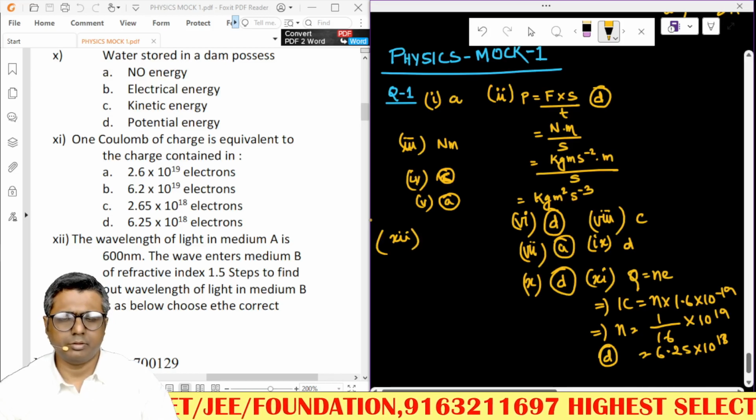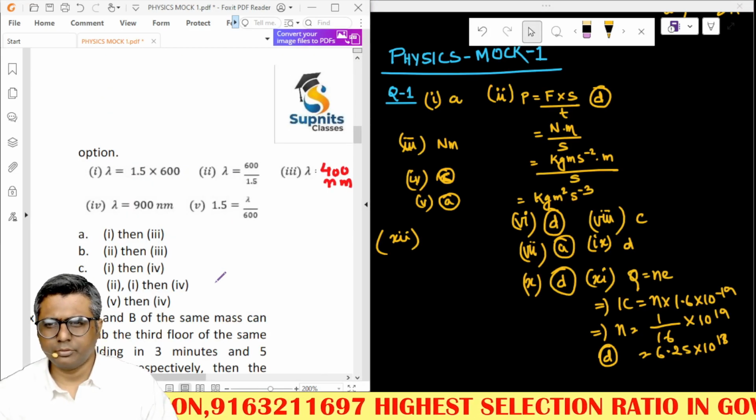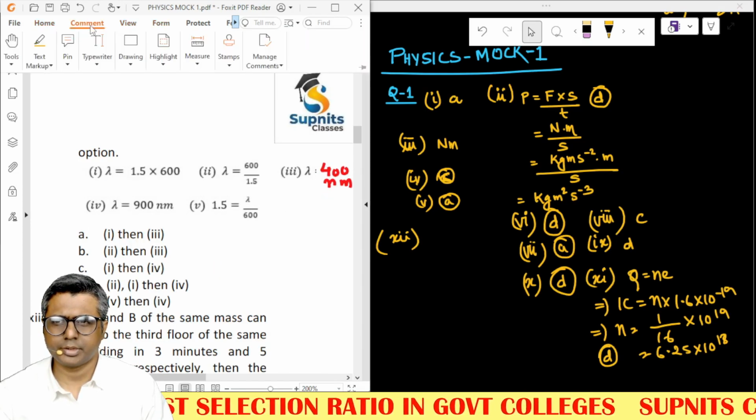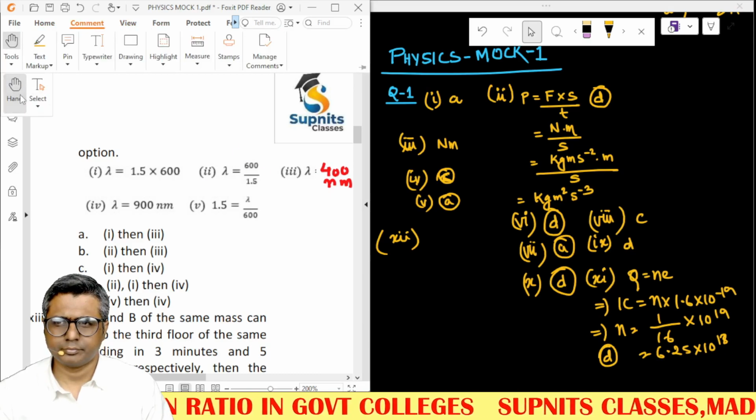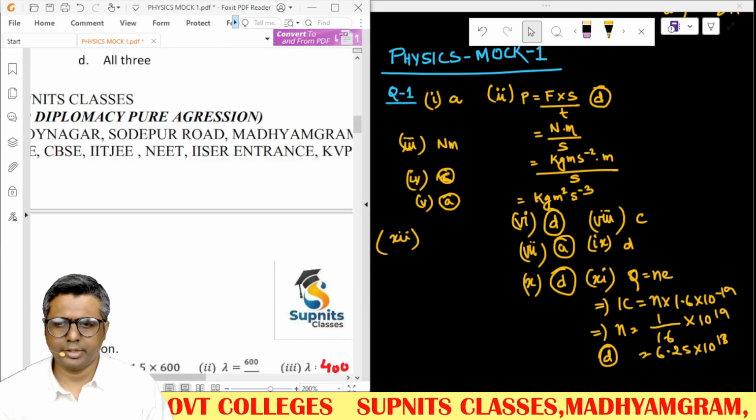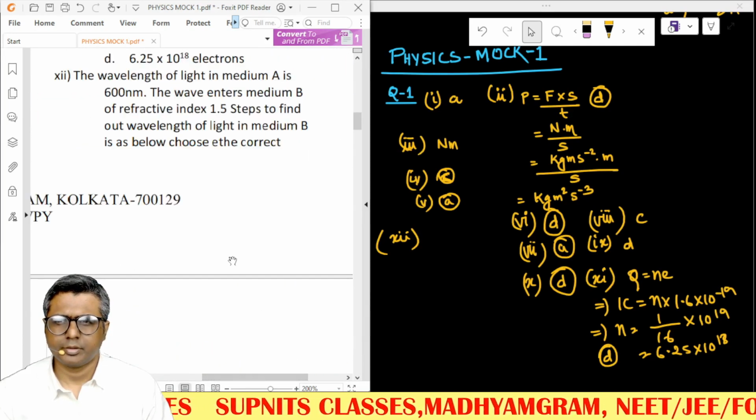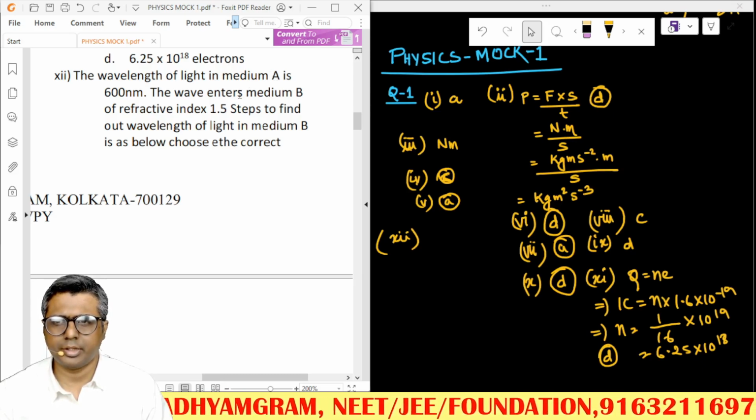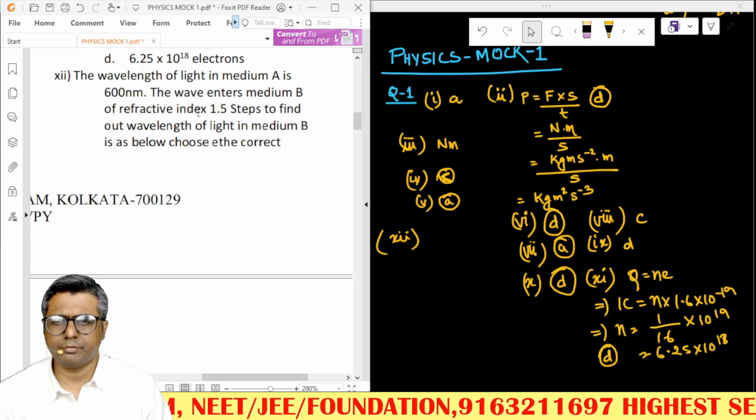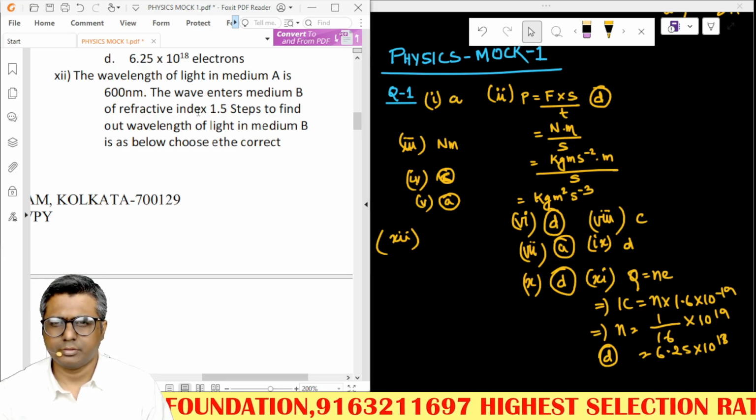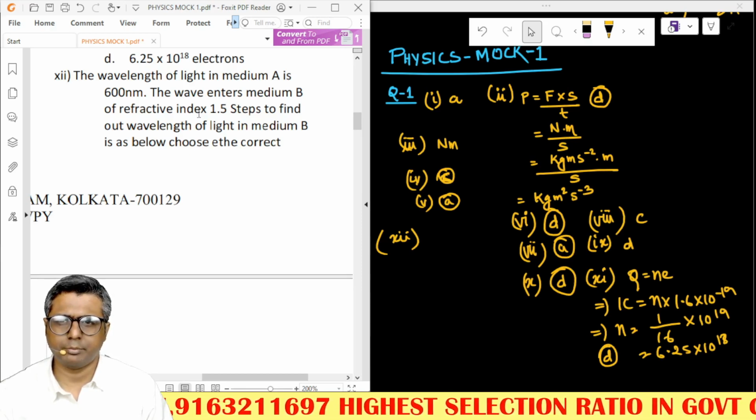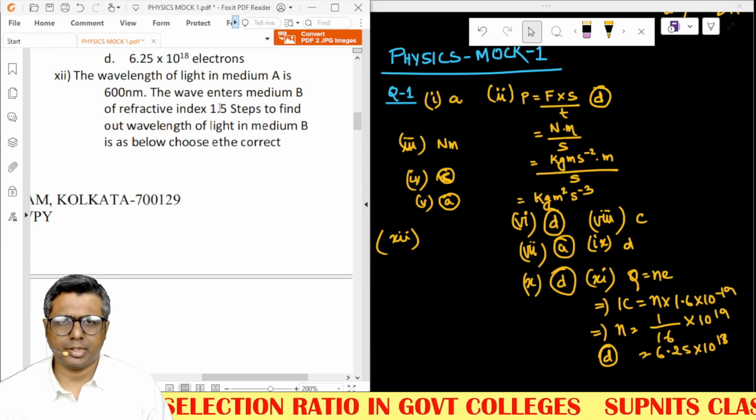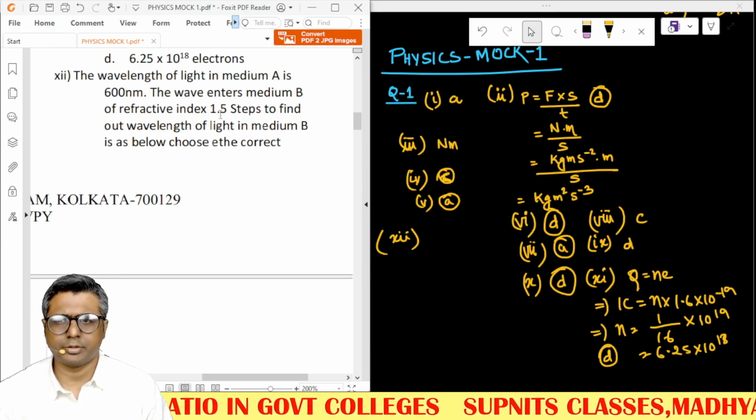Now we'll go to question number 12. So here if you see in question number 12, it is said, the wavelength of the light in medium A is 600 nanometer. The wave enters medium B of refractive index 1.5. So here they have not said anything about the refractive index of medium A, so I'll take refractive index of medium B, 1.5, as a relative refractive index with respect to medium A.